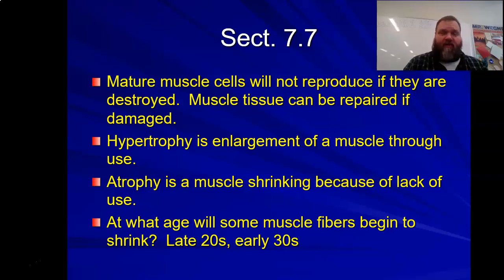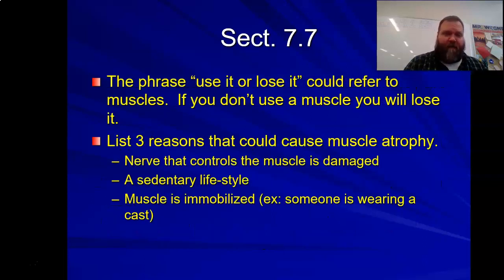Hypertrophy is enlargement of a muscle through use. It gets too big. Atrophy is a muscle shrinking because of lack of use. At what age will some muscle fibers begin to shrink? Late 20s or early 30s. So again, atrophy, like if you have your leg in a cast, after a long time, that muscle will atrophy or wither away a little bit because it's not being used. And the same thing is if I use it too much, it'll hypertrophy or get overly big.